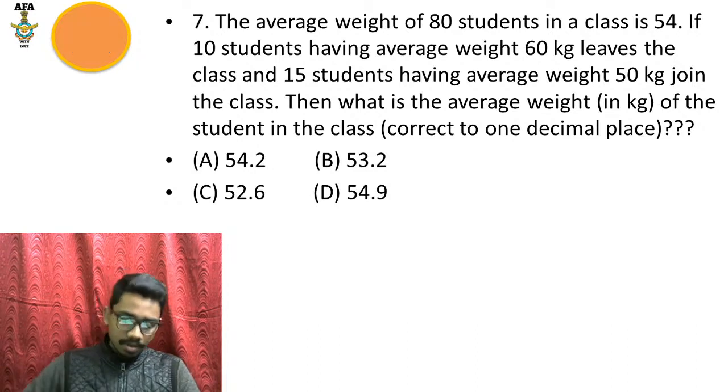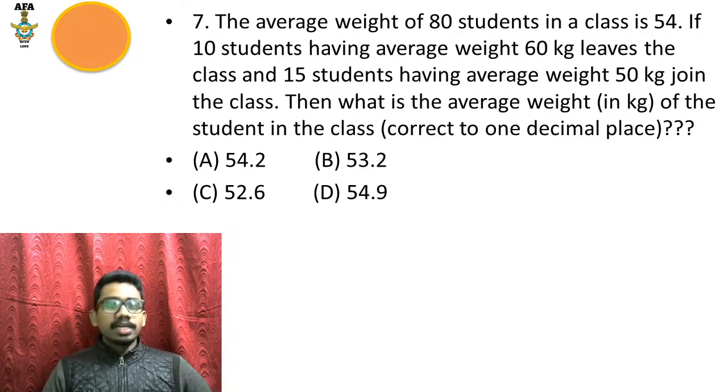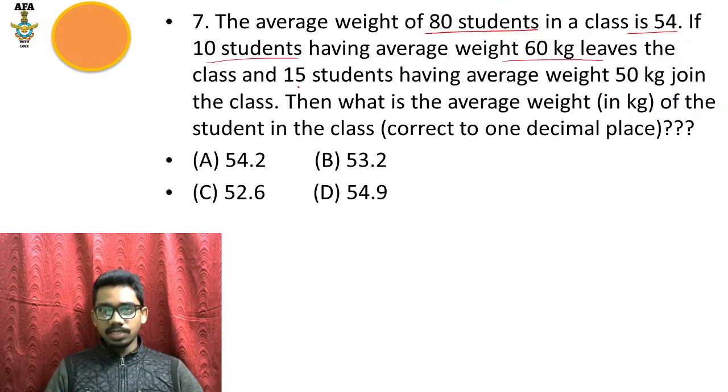Okay, your time is up. What should be the correct answer, guys? The average weight of 80 students in a class is 54. If 10 students having average weight 60 kg leave the class, and 15 students having average weight 50 kg join the class, then what is the average weight of the students in the class? Correct to one decimal place.